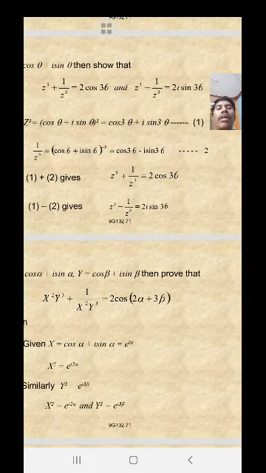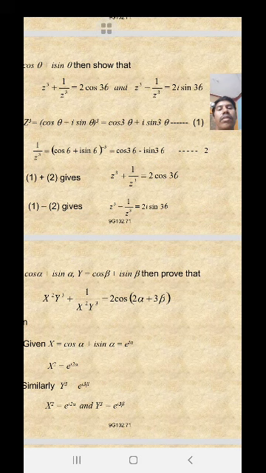Now adding 1 plus 2 gives, left side terms should be added to left side and right side terms should be added to right side. So z cube plus 1 by z cube equals, on the right side the positive and negative terms get cancelled. That is i sin 3 theta minus i sin 3 theta get cancelled. And cos 3 theta plus cos 3 theta means 2 cos 3 theta.